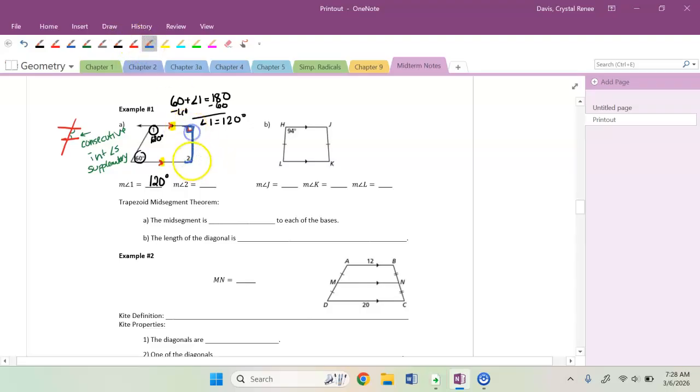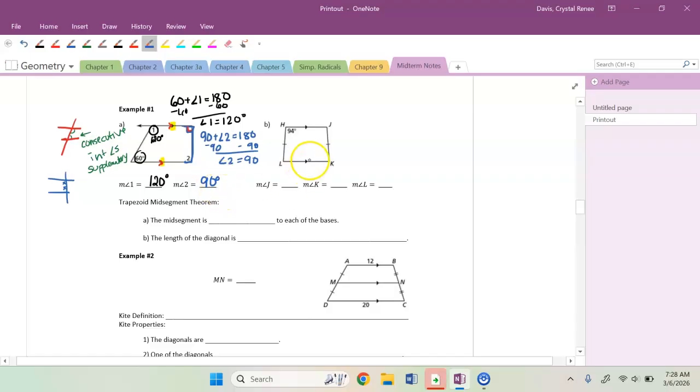Now I can look at this the same way. These two angles would also be consecutive interior. I have these two parallel sides, and here's the transversal. We're talking about this angle and this angle here, so they would also be supplementary. This one's 90, so I can say 90 plus angle 2 is equal to 180. Minus 90 on both sides, I get angle 2 is equal to 90. So this is 90.